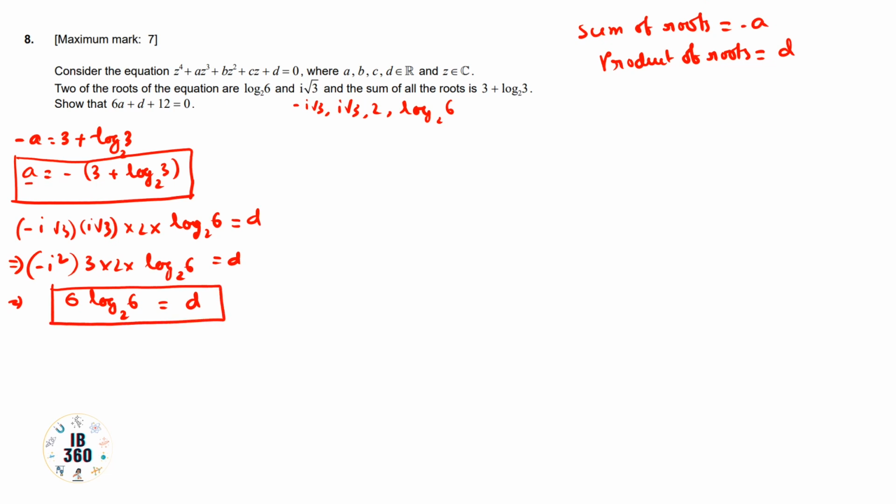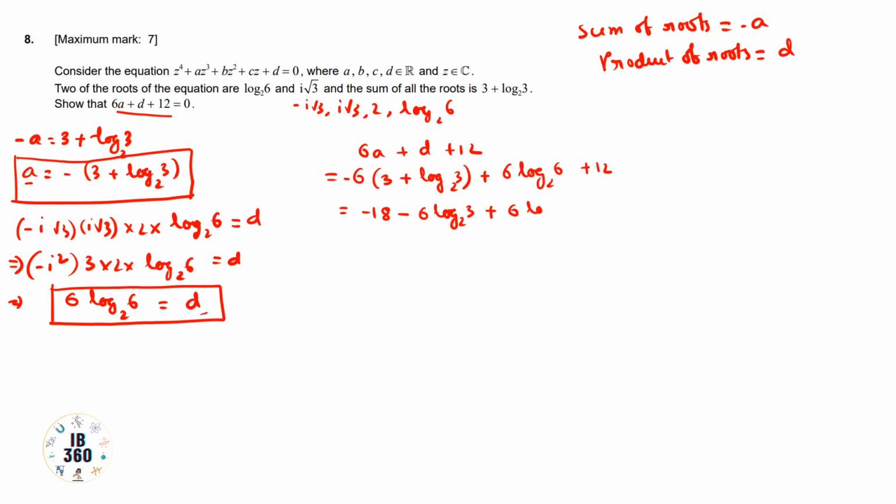So after finding the values of a and d, we will calculate this bigger expression, that is 6a plus d plus 12. So you put the values here, that is 6 into the value of a, and as it is minus here, we are doing minus. So minus 6 into 3 plus log base 2 of 3, plus the value of d is 6 log base 2 of 6, plus the value is 12. So from here we are getting minus 18 minus 6 log 3 base 2 plus 6 log 6 base 2 plus 12. So from here we are getting minus 6, and we are taking plus, so this value will be in the front. Again we are taking 6 common because it is common in both the logarithmic terms. So 6 then log base 2 of 6 minus log base 2 of 3.